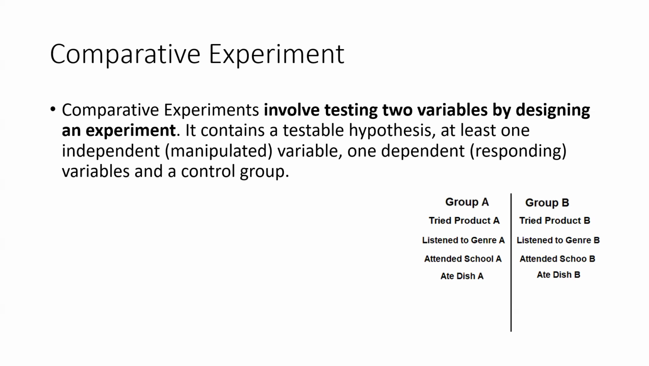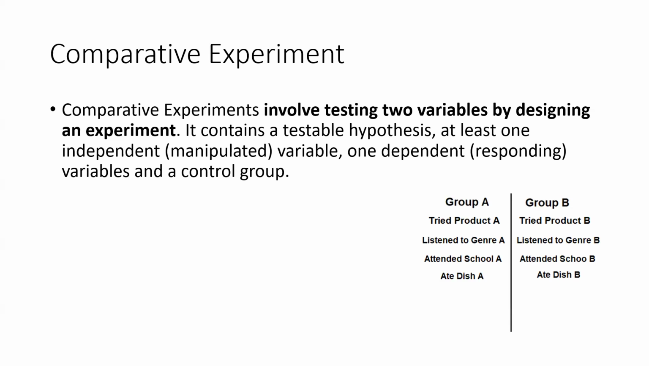Now, a comparative experiment involves testing 2 variables within the experimental design. It can contain a testing hypothesis, at least one manipulated variable, and one dependent responding variable and a control group. So in this case, for our comparative experiment, we have group A and group B. So group A is trying product A, group B is trying product B.